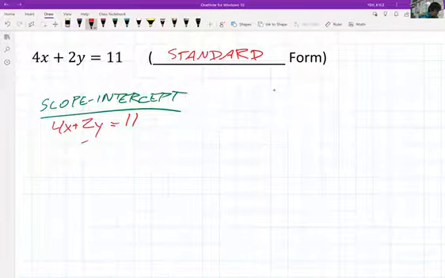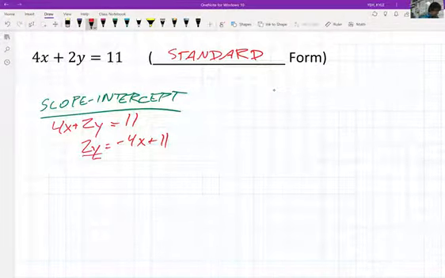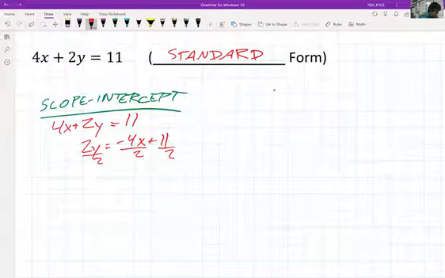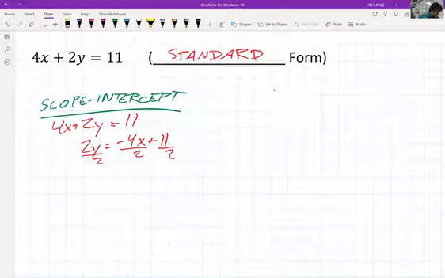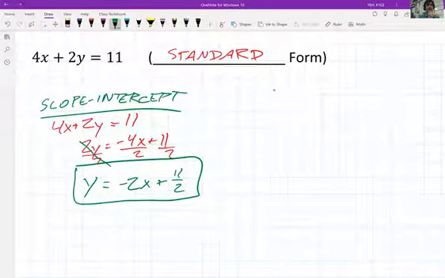I'm going to say that means 2y equals negative 4x plus 11, subtracting that 4x over, and then divide everything by 2 to get y by itself. Y equals negative 2x plus 11 halves. And so just by getting y alone, that gets us into slope-intercept form. Y equals mx plus b.